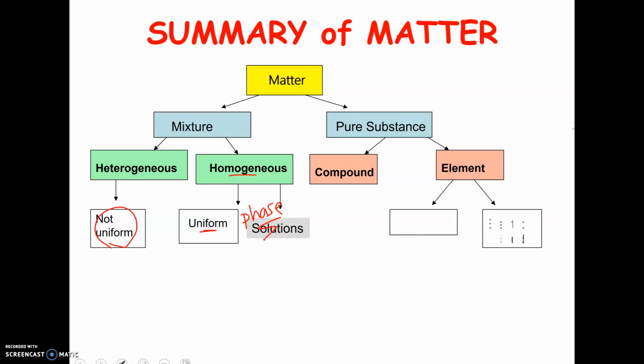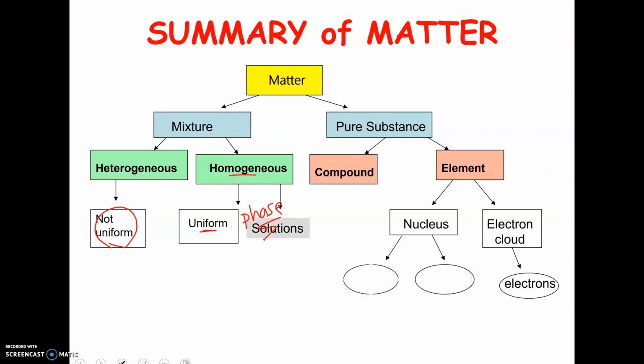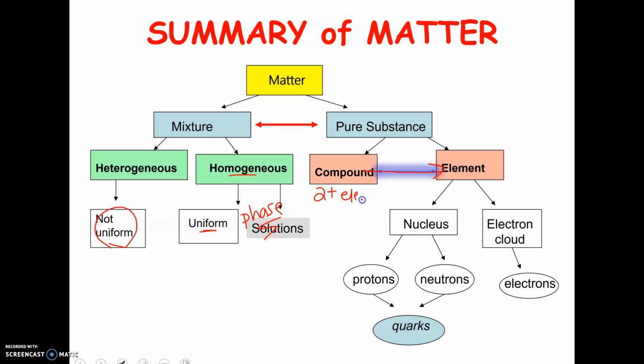On the other side, elements are made of atoms, and of course each atom has a nucleus and protons, neutrons, electrons, which we're going to talk about actually in further chapters, so you don't have to know these detailed parts of atoms just yet. And then compounds can be broken down into elements. Remember, a compound is a mixture of 2 or more different elements.